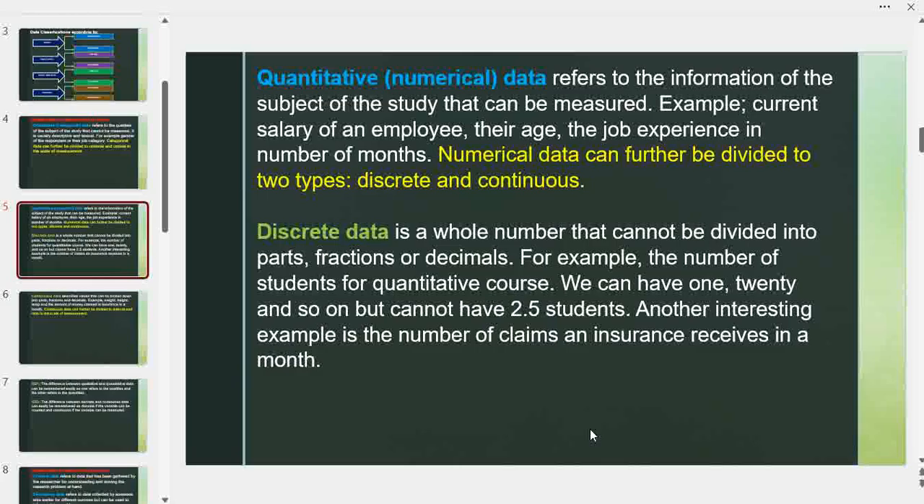It is the same for the number of loan defaults. You can either have 10 individuals who have defaulted the loan this month, or 11 individuals. You cannot have 10 and a half. So these values, these data are the data that we call discrete data. And of course, this data should be following discrete distributions for statistical analysis.